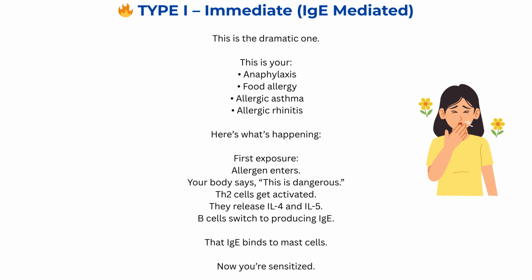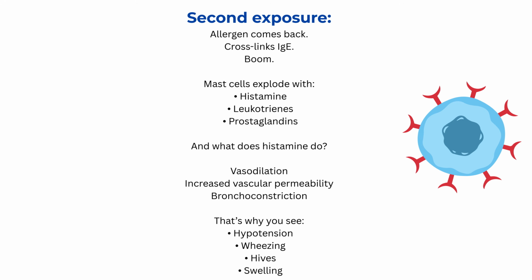Here's what's happening. First exposure, allergen enters. Your body says, this is dangerous. Th2 cells get activated. They release IL-4 and IL-5. B cells switch to producing IgE. That IgE binds to mast cells. Now you're sensitized. Second exposure, allergen comes back. Crosslinks IgE. Boom. Mast cells explode with histamine, leukotrienes, prostaglandins.